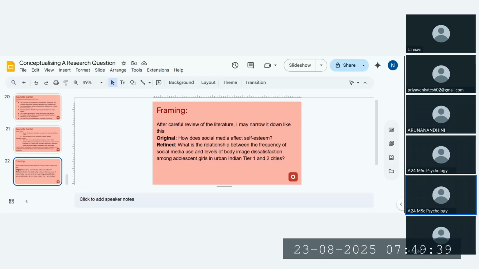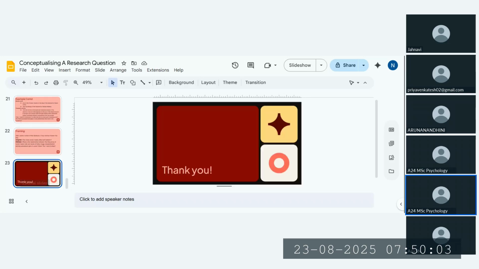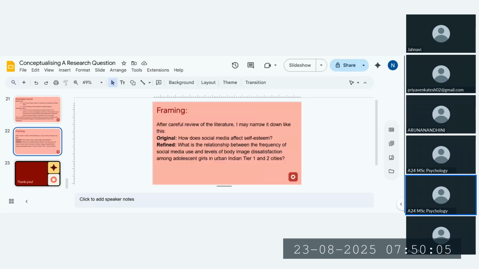Now, maybe I can say, what is the relationship between the frequency of social media use and levels of body image dissatisfaction among adolescent girls, which many people have studied, in urban Indian tier 1 and tier 2 cities. So I have added one geography also. A kind of population I have added. Now, why is this important?